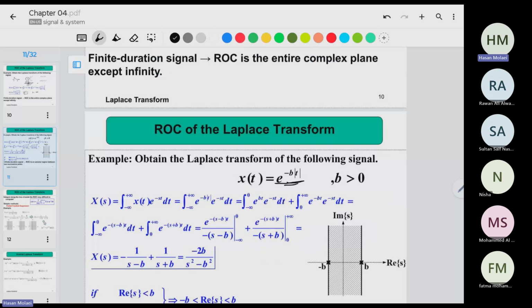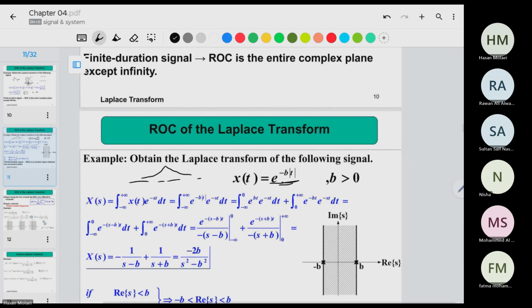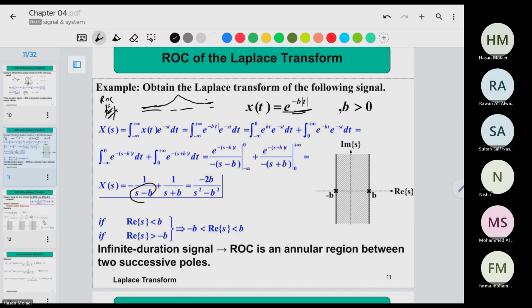This signal is two-sided, which is from minus infinity to infinity. So its ROC would be between two consecutive poles, as you can see here. If we write the integral, we find it has two poles, and the ROC would be between these two poles.